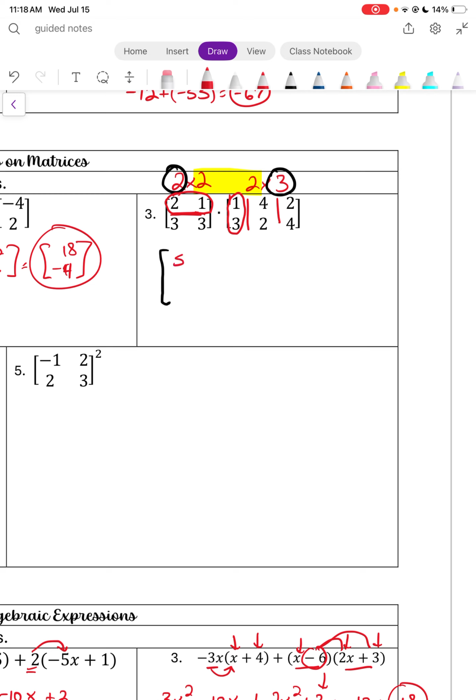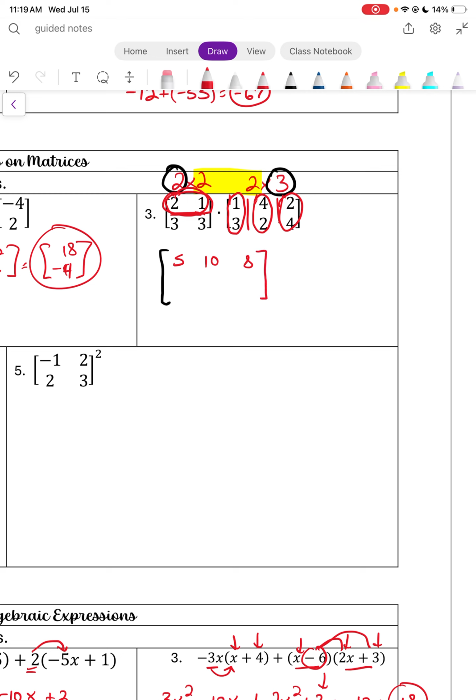Then I'm going to go to 2 and 1, dot it with the 4 and 2. 2 with the 4, 1 with the 2. I have an 8 and a 2, which gives me a 10. I'm going with 2 and 1, and with the 2 and the 4, the 2 with the 2, the 1 with the 4. Dot them. I get a 4 and a 4, which gives me 8. That finishes my first row.